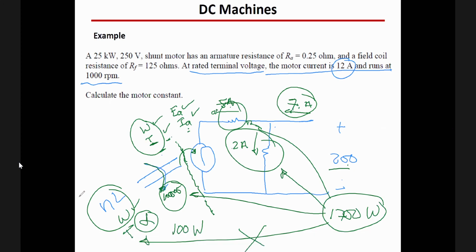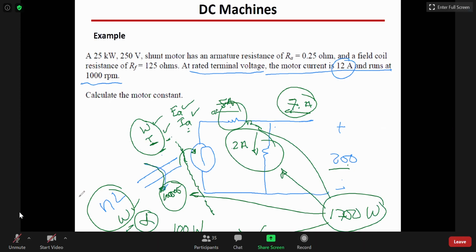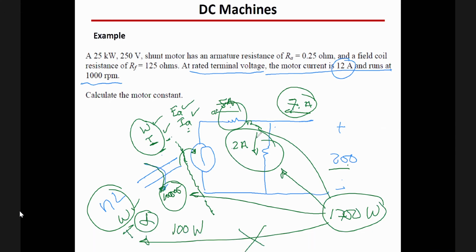A small amount of current. And the smallest amount of current that you can have will be what? 2 amp. This is assuming that you don't have any losses in this rotation, right? Yeah. And that's why in this example, he's assuming that this is equal to 12.